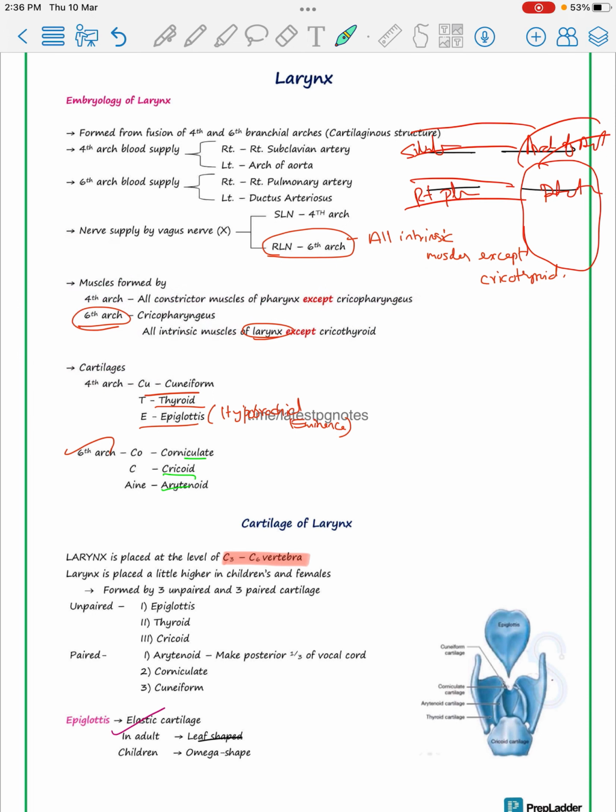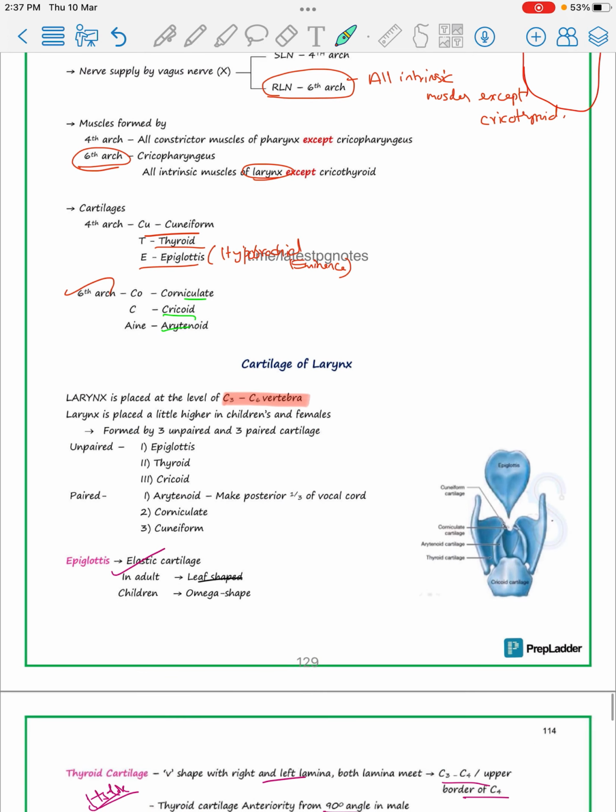This fourth arch you can know by the mnemonic: cuneiform, thyroid, and epiglottis, where the epiglottis is the only elastic cartilage, whereas the others are hyaline cartilages. Then this sixth arch: cricoid, corniculate, and arytenoid. Then we come to see the cartilages of larynx.